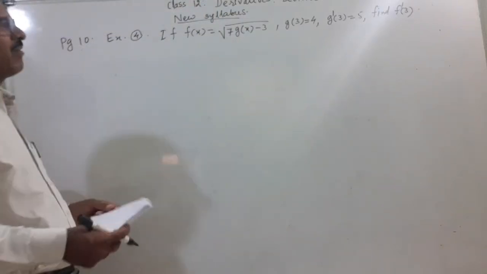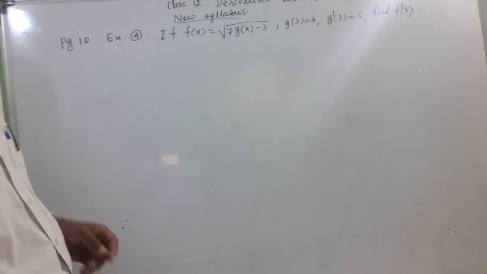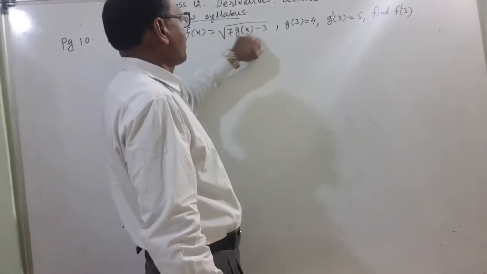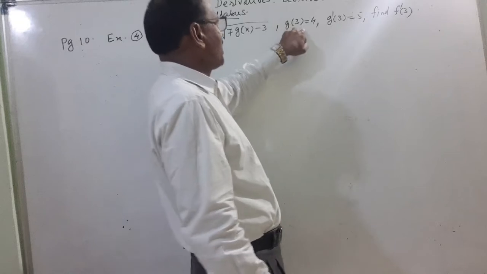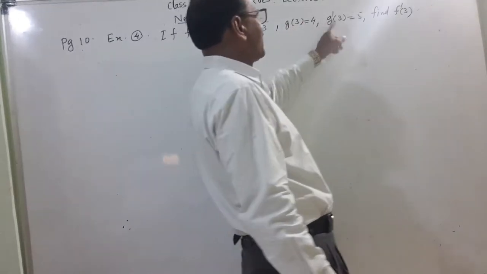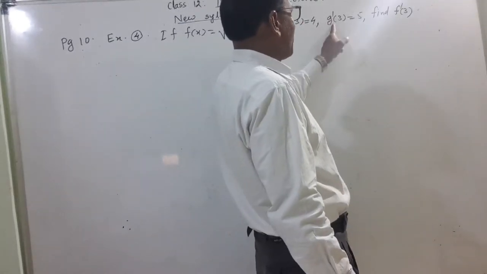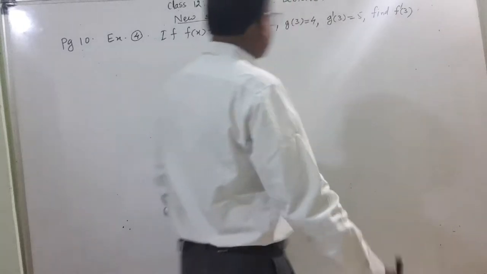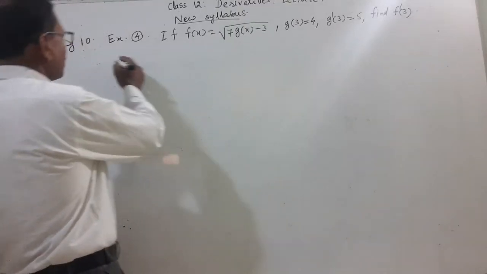Now they have given certain conditions. F of x is equal to under root of 7 g of x minus 3. The value of g of 3 is 4. And g dash of 3, meaning the derivative of g at 3, is 5. Then find f dash of 3. So first of all, from this I will find the solution.